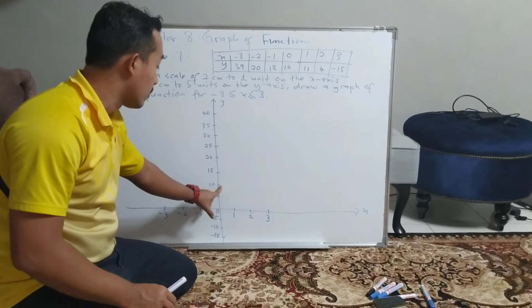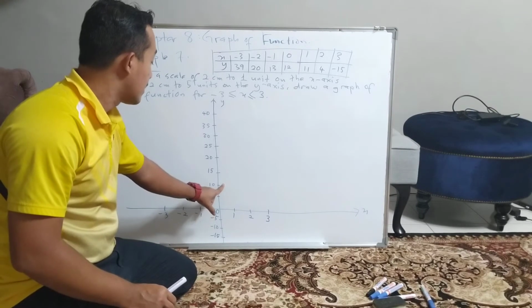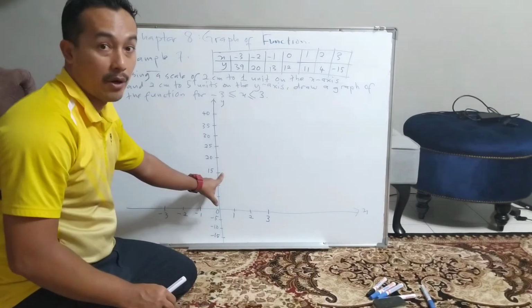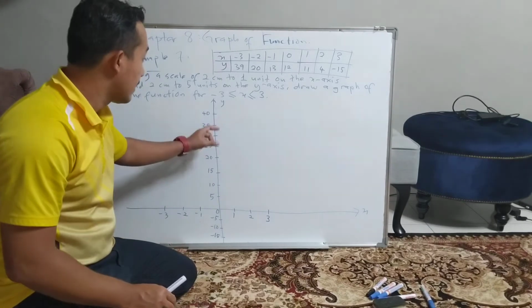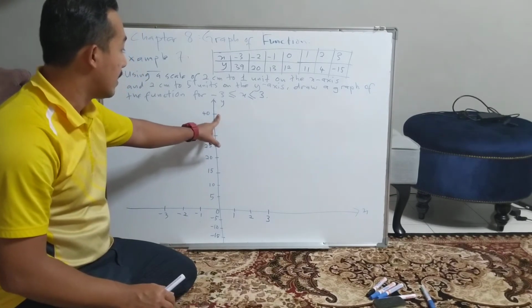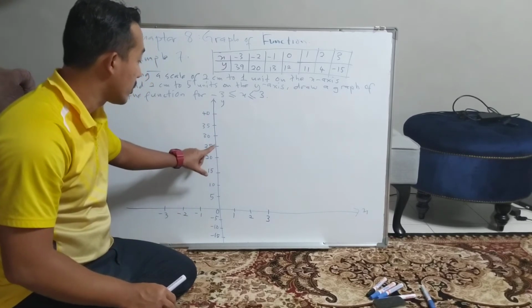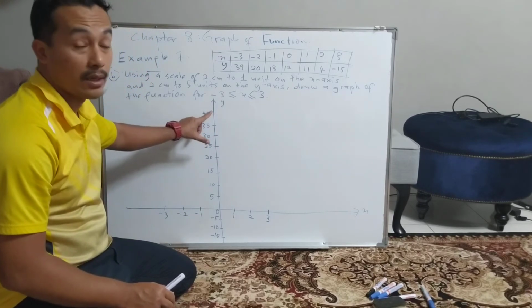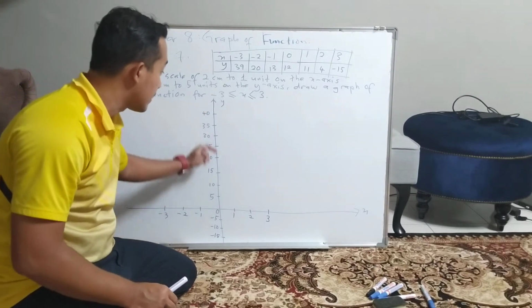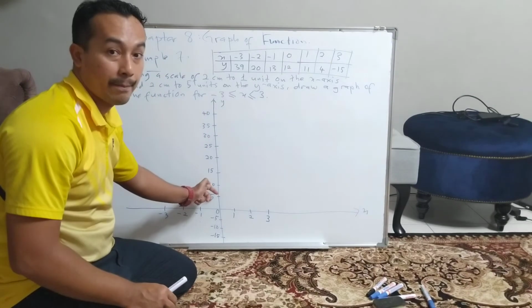Then 5 to 10 is also 2 cm. Then 10 to 15 is also 2 cm, or one box. You keep labeling until you get 40 here. So 5, 10, 15, 20, 25, 30, 35, and 40. Make sure all the scales are the same, 2 cm.